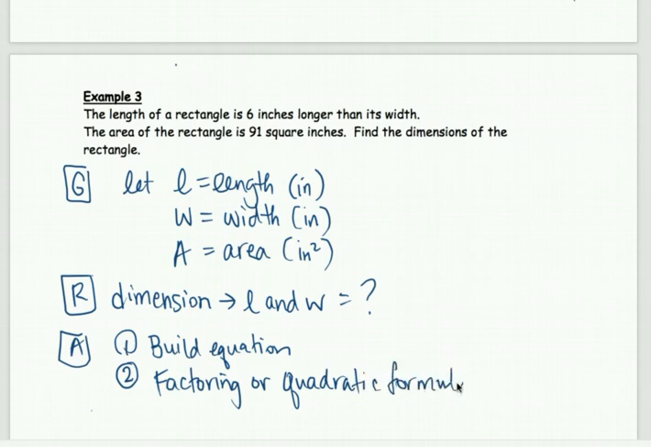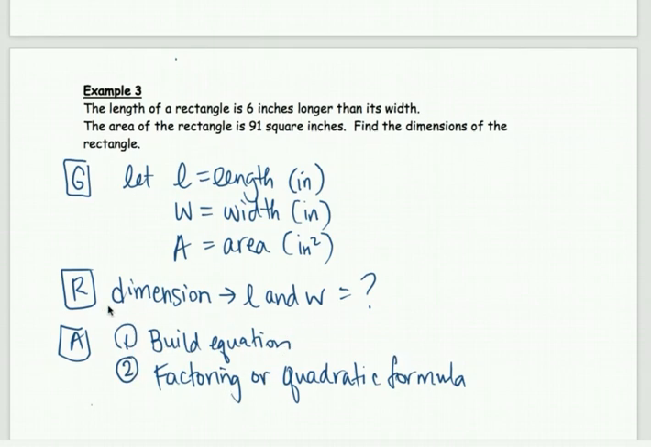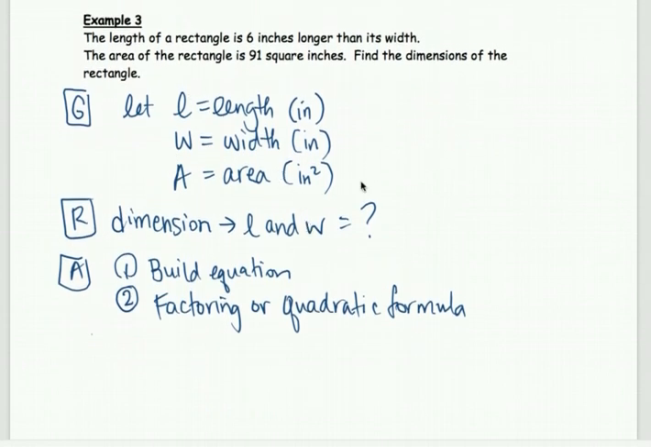Whenever it says find max or min, then you're looking at using the vertex form, okay? But we don't need the vertex here. All right, so let's now go through and build some of the equations here.